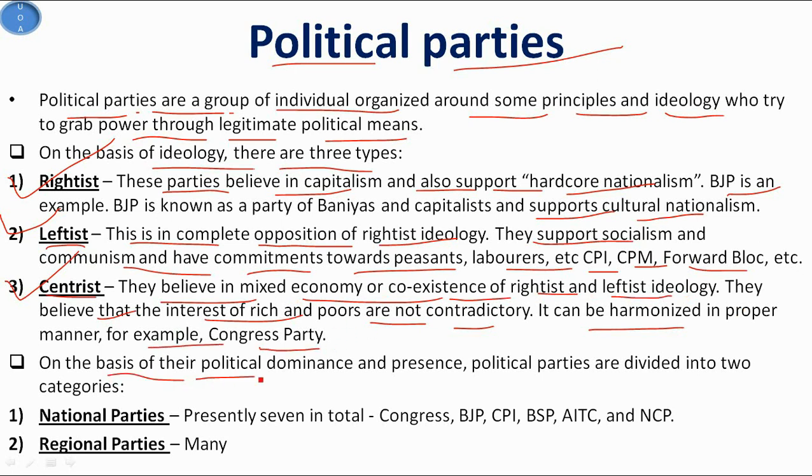And then on the basis of their political dominance and presence, political parties are divided into two categories, the first being the national parties and second being the regional parties, and these are subject to change based on some conditions. Presently there are 7 national parties, the first being the Congress, second being BJP, third being Communist Party of India, then Bahujan Samaj Party, then All India Trinamool Congress, Nationalist Congress Party, and CPIM, that is Communist Party of India Marxist, and there are many regional parties.